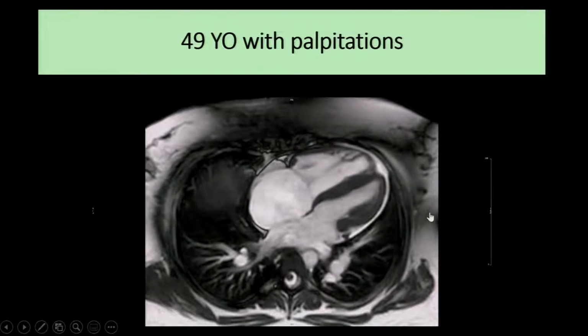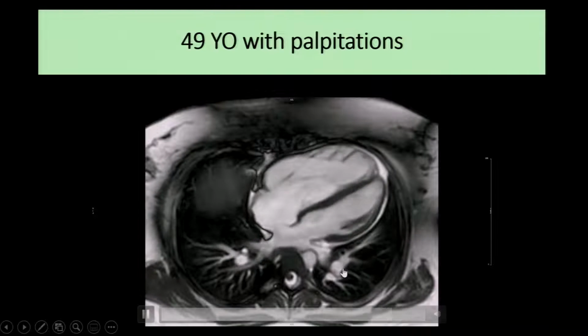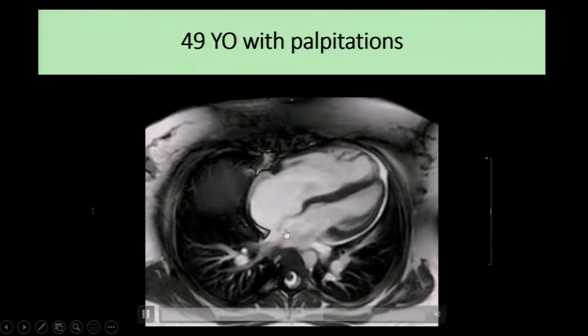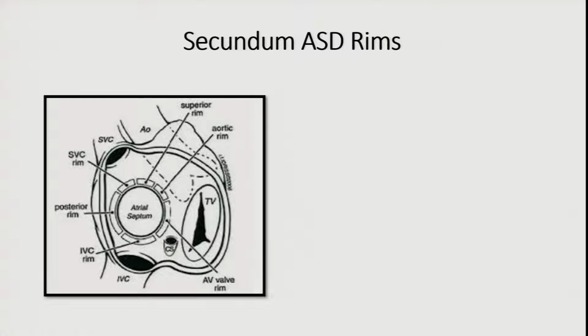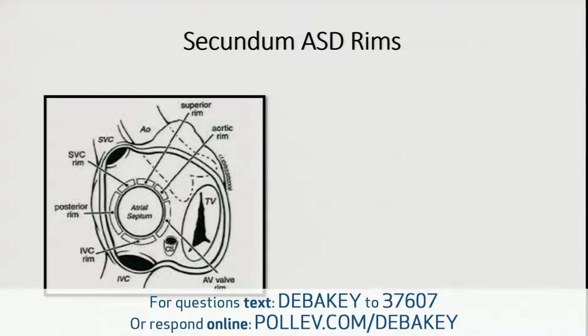So this is a 49-year-old with palpitations. As you can quickly see, there is here a secundum atrial septal defect. Secundum ASDs lead to right ventricular volume overload and dilation, and sometimes dilated tricuspid annulus and functional TR. So when we image these patients, our referring cardiologists are usually very interested in knowing the rims because that's what's going to help them decide which patients are candidates for percutaneous intervention.